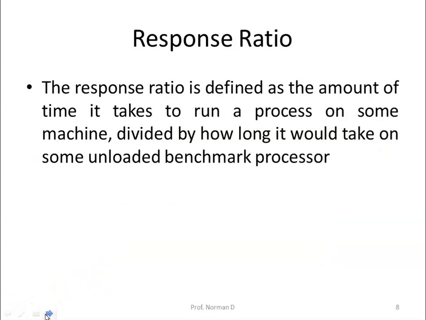Now let us understand what is response ratio. A variation of minimizing the response time is minimizing the response ratio. The response ratio is defined as the amount of time it takes to run a process on some machine divided by how long it would take on some unloaded benchmark processor. Again, we'll try and understand it with the help of an example.